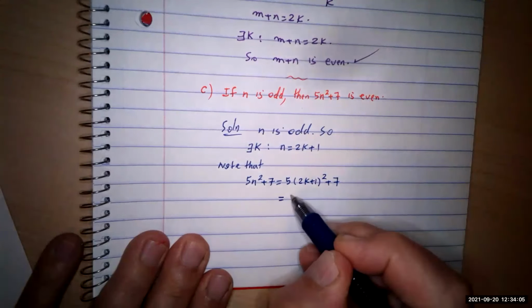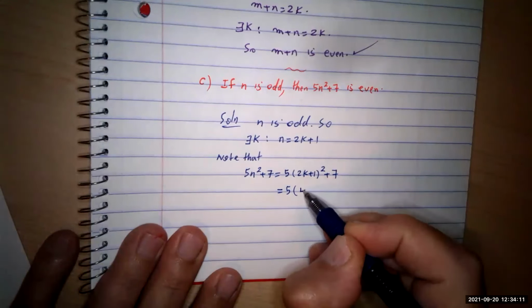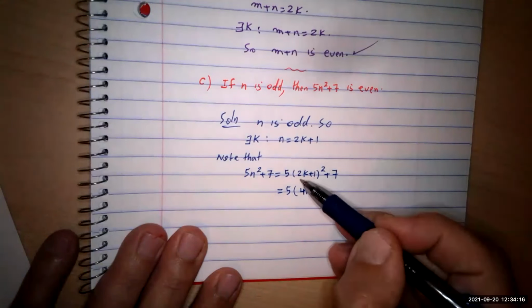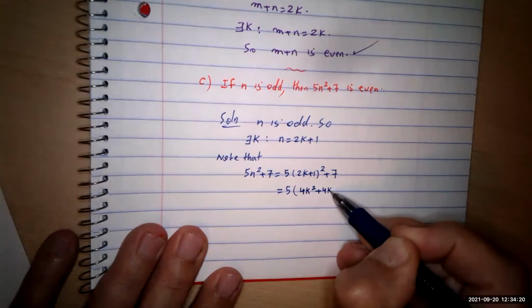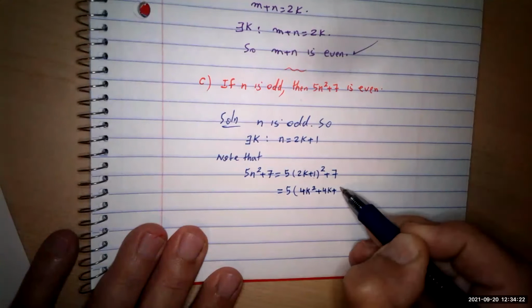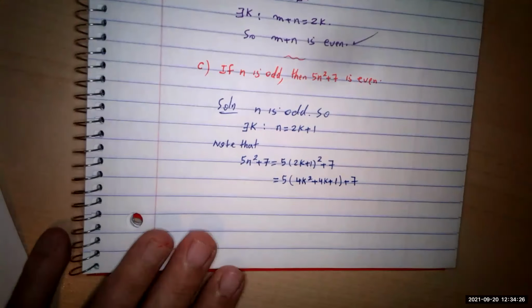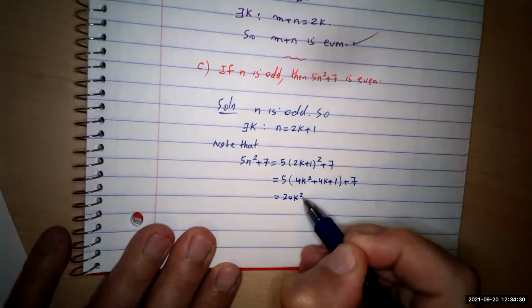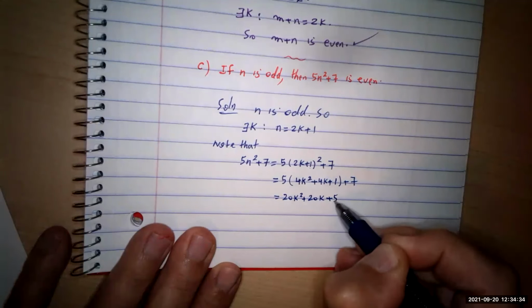So FOIL or a square of the binomial. 2k plus 1 times 2k plus 1, or the square of the first one is 4k squared. You multiply these three numbers together. 2 times 2, 4, 4k. And the square of the 1, which is 1. Or the FOIL method, whichever you feel comfortable. Distribute: 20k squared, 20k, 5 and 7.